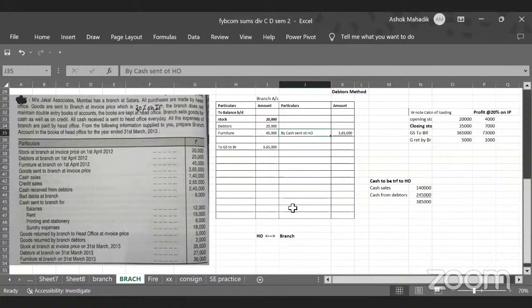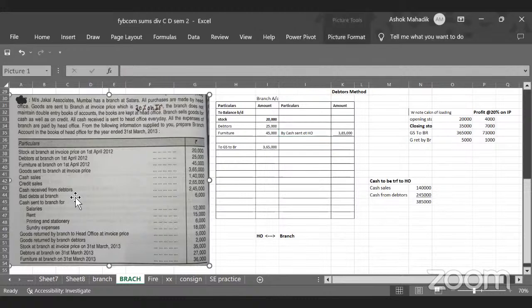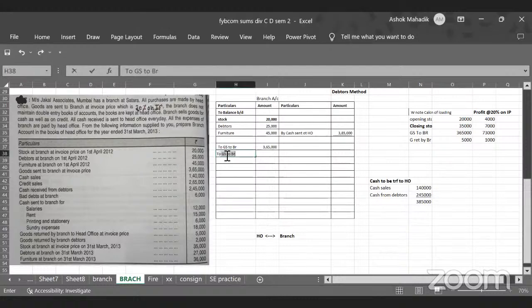Okay. Next, bad debts at branch. Again, it is between branch and its customers. We need not record this. Okay. Then cash sent to branch. Who sent cash? HO. So this will come. Okay. So to cash for expenses. This is between HO and branch.